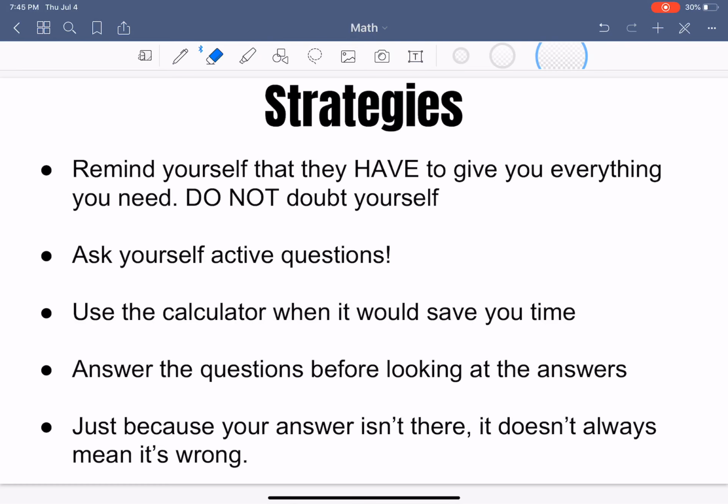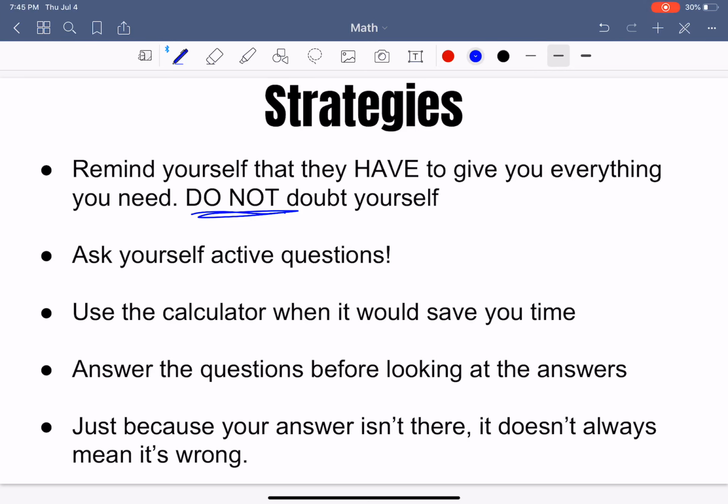Okay, the next strategy is remind yourself that they have to give you everything you need. Do not doubt yourself. They have to give you everything you need. There's no reason that they would give you a problem that is unsolvable, right? You might not have the knowledge to solve it, but it doesn't mean that they don't have all the information you need.